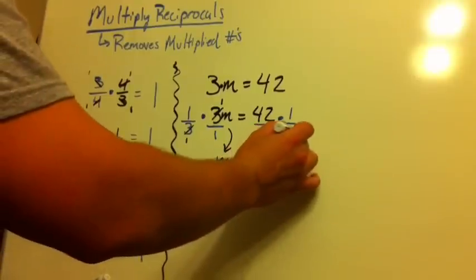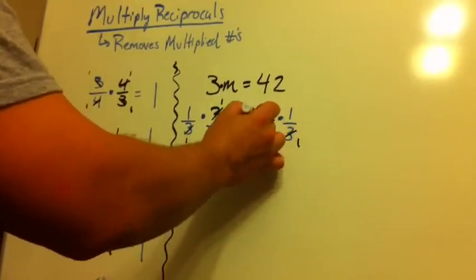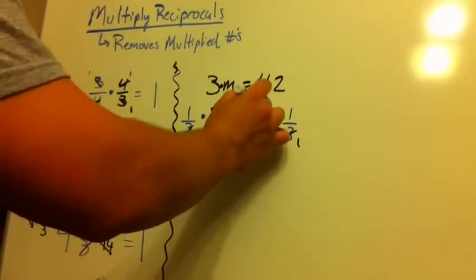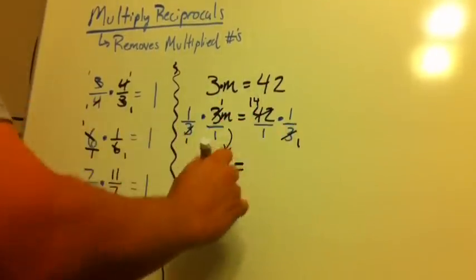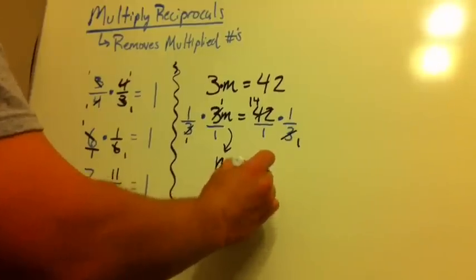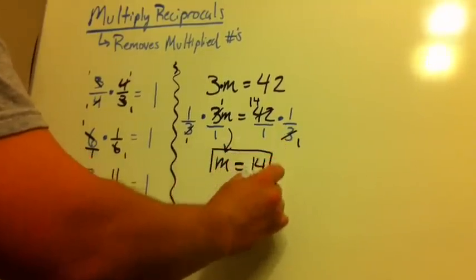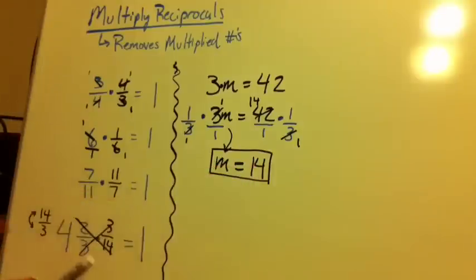On the other side, it's like multiplying fractions. Can I reduce diagonally? Yes, I can. Divide both by 3, I get 1, and I get 14. So I end up with my solution, m equal 14. Notice I multiplied both sides by the reciprocal of the number that's with the variable.